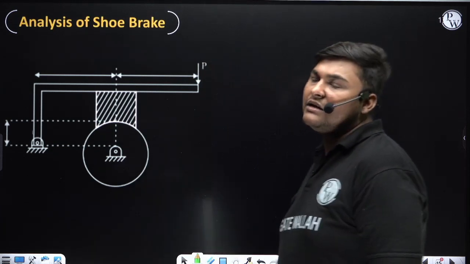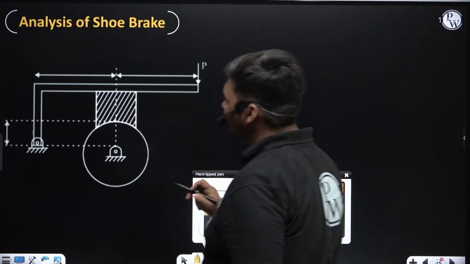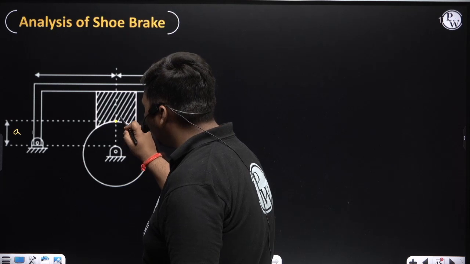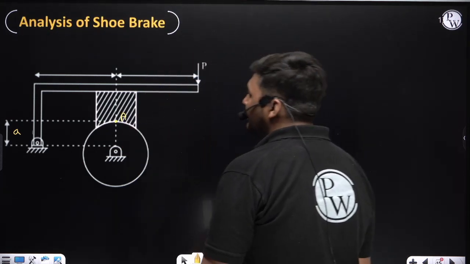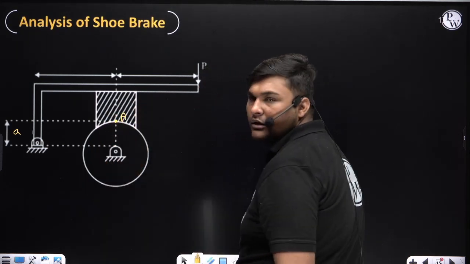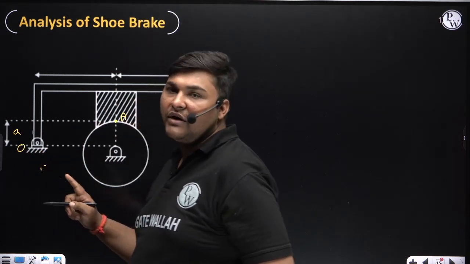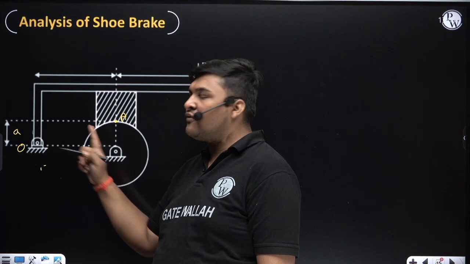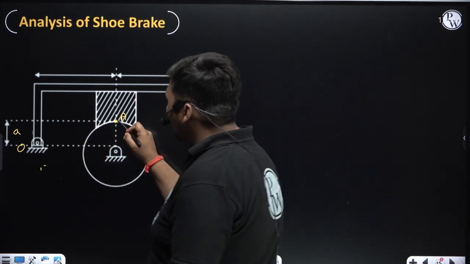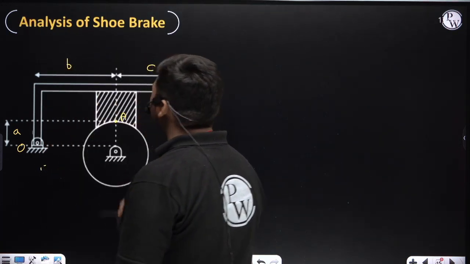So now I am doing the analysis of shoe brake. For that I am considering this brake. Suppose in this brake P is braking effort. Suppose this distance is A. This mid contact point I am referring as A. When I draw the FBD of drum and shoe, we will replace this whole contact region with single contact point A. Now always see the vertical distance and horizontal distance of this point A from fulcrum. Vertical distance of point A from fulcrum is A. The horizontal distance of point A from fulcrum is suppose B. Now suppose this distance is C.